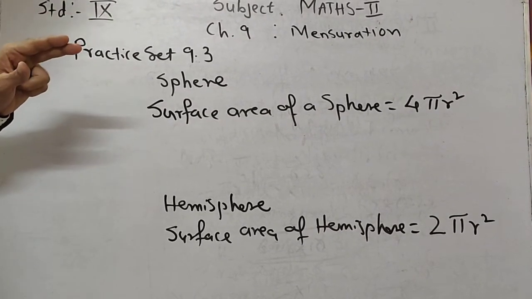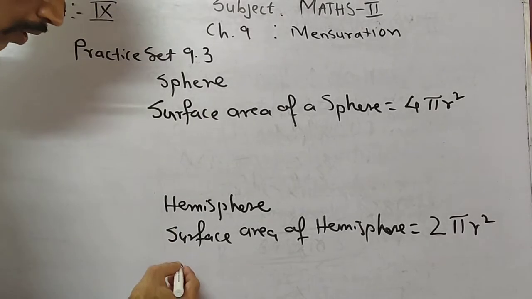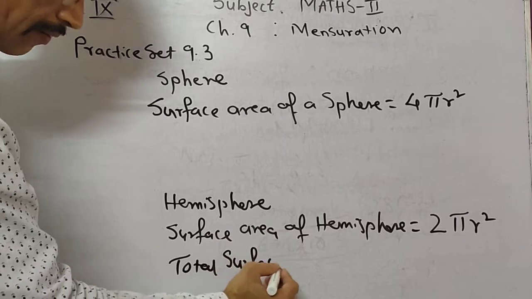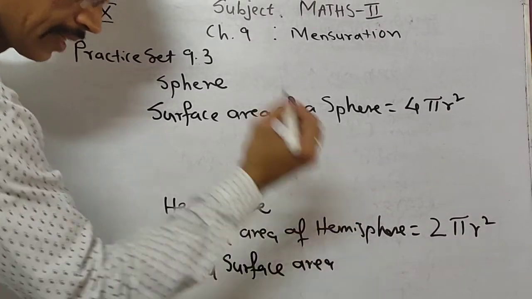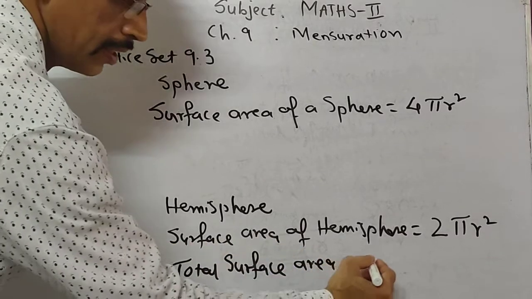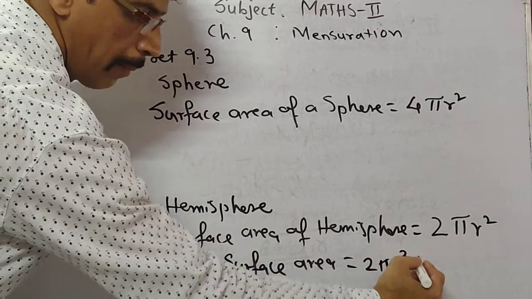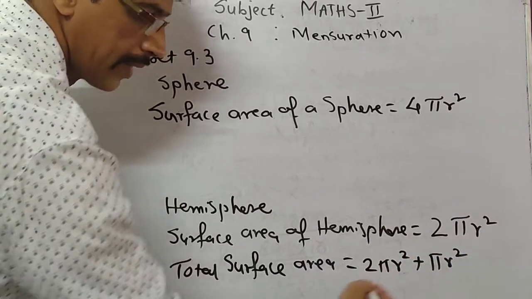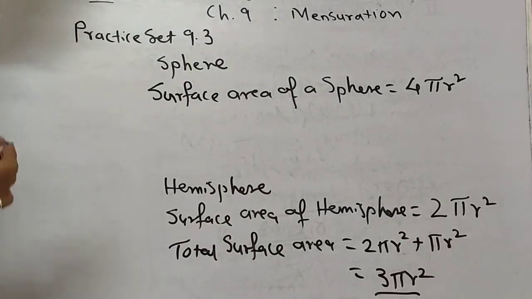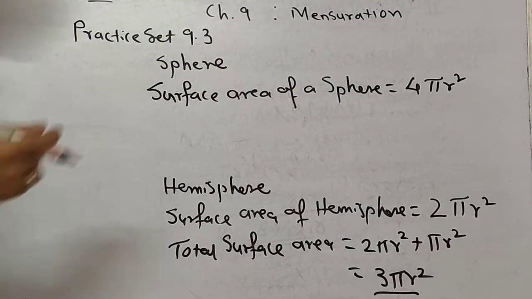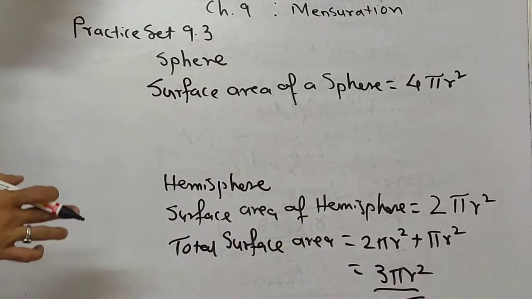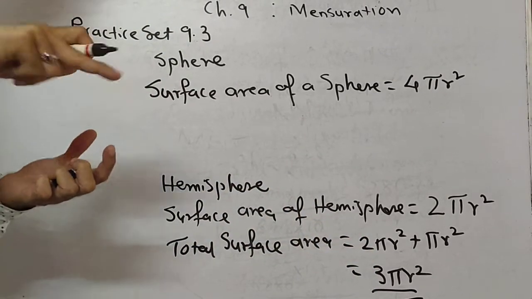Half is done. And in a hemisphere you have total surface area. So total surface area is 2 pi r square plus pi r square, that is 3 pi r square. Because when you cut the sphere, you get half, that is 2 pi r square, and on top of that, one circle is there.